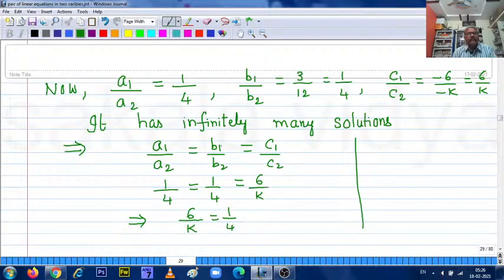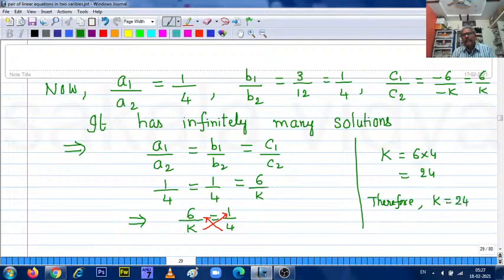Cross multiplication means you can multiply like this, K into 1 and 4 into 6. So that equals K into 1 is K, 6 into 4 is 24. Therefore K equals 24, the value of K.